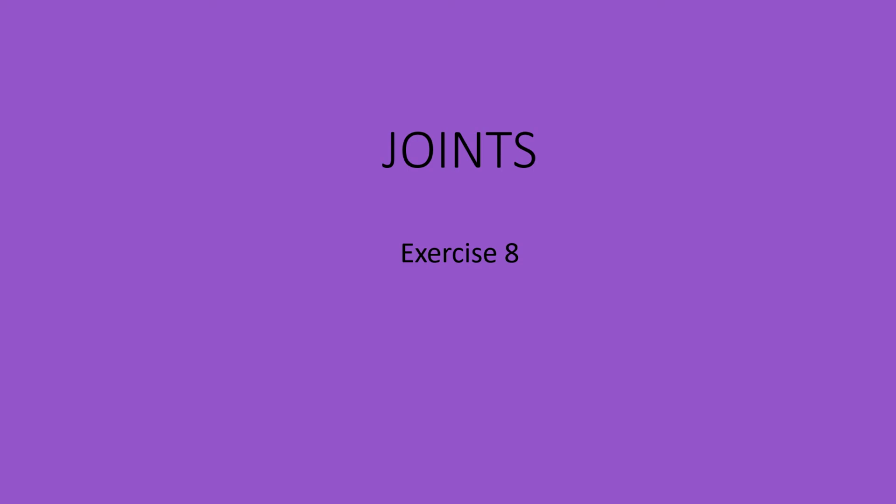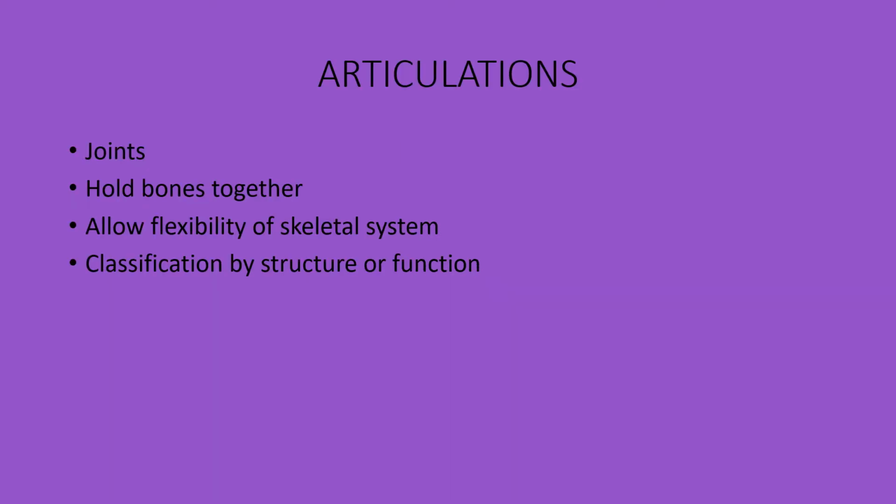Hi, exercise 8 deals with the joints. So this is how two bones are going to come together. Sometimes there's more than two bones involved, but there's at least two. Now, technically speaking, anatomically speaking, we call a joint an articulation.